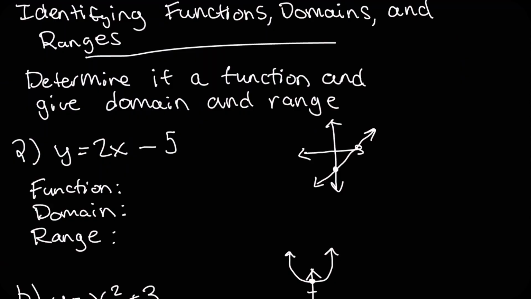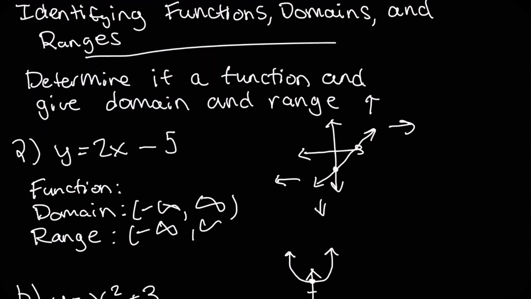Our domain, notice how we'll continue going to negative infinity and positive infinity for all of our x values. So our domain here, negative infinity to positive infinity. And same thing with our range. We'll continue to go to positive infinity for y values and down to negative infinity. Doing that vertical line test, notice how it doesn't matter where I draw the line, it'll only cross at one point. So this one is going to be a function.